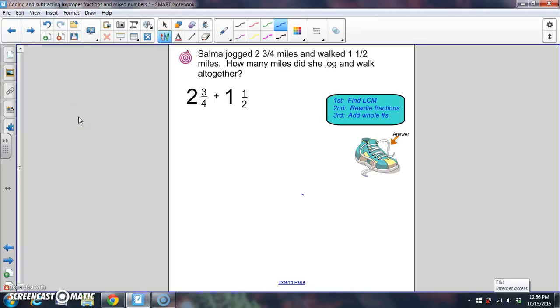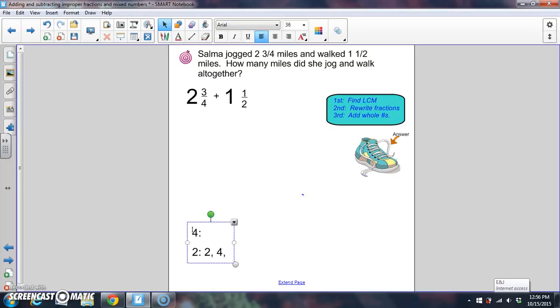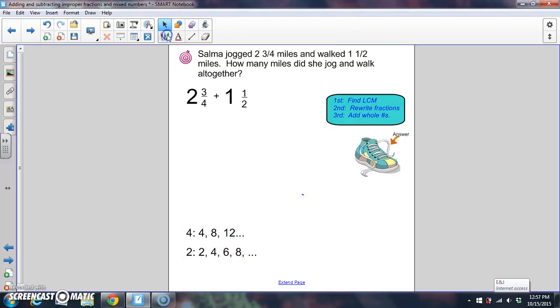Selma jogged 2 3/4 of a mile and walked 1 1/2 miles. How many miles did she jog and walk altogether? The first thing we're going to want to do is find the least common denominator or multiple of 4 and 2. We can see that 4 would be the least common. Now we're going to change these mixed numbers to improper fractions.